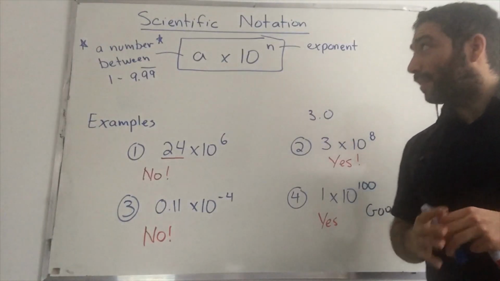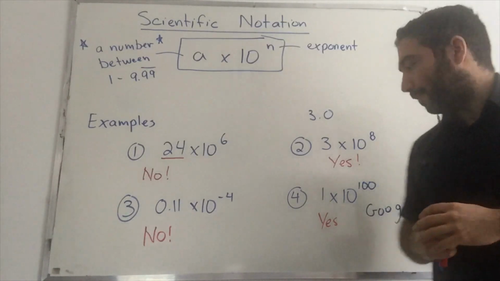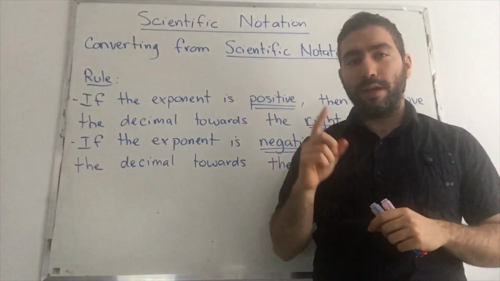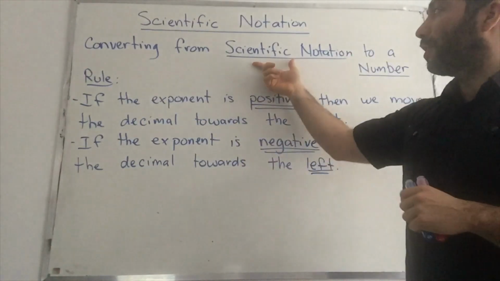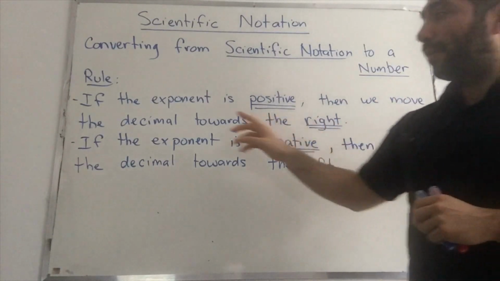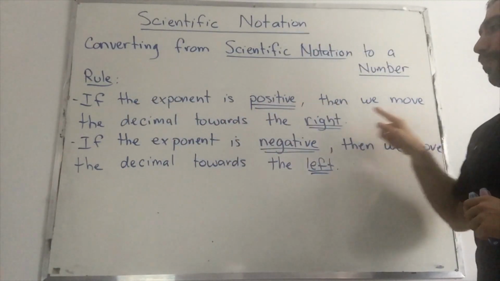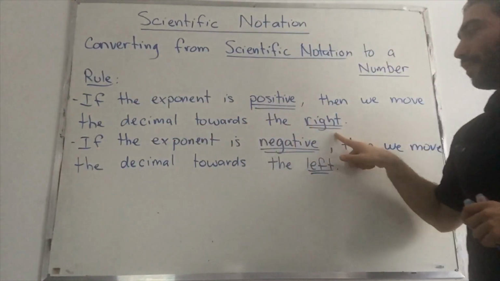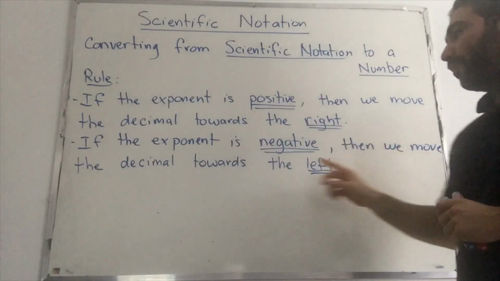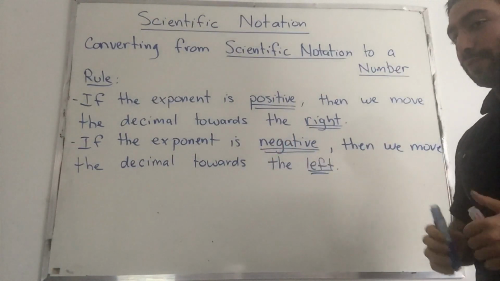So let's take a look at an example on how to convert from scientific notation to a number. It's really important to keep track of which way you're going. Here we're starting in scientific notation and moving towards a number. So this is a very useful rule. Look at the exponent. If the exponent is positive, we move the decimal towards the right. If the exponent is negative, we move the decimal towards the left. Take a moment to copy this down, because this is super useful information.